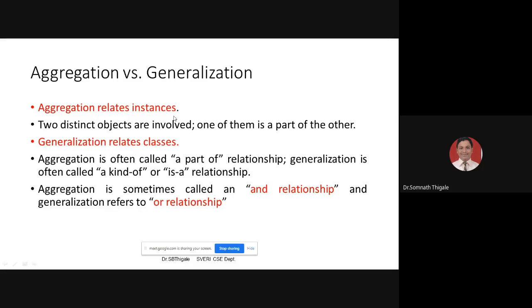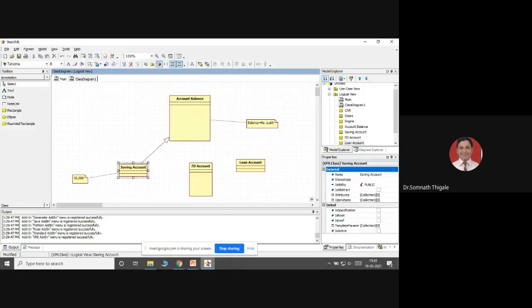So aggregation relates a particular instance. Two distinct objects are involved, and one of them is a part of the other. So you can remember it here: account balance is the main one, and these are the parts. A part may not be present, for example loan. Suppose I don't have any loan, but I have an account over here, and these are the different parts. So we can represent an is-a-part-of relationship.